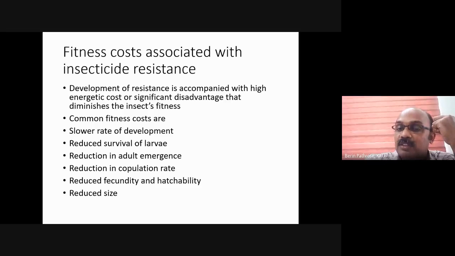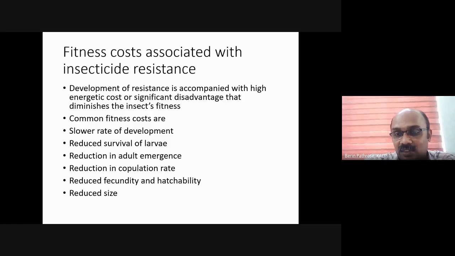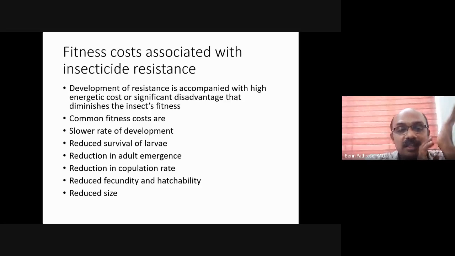The first one is slower rate of development. The insect's development won't be as quick as in a susceptible insect. Resistant insects develop slowly, and the survival of the resistant larvae will be affected. Though it is resistant, its ultimate survival will be affected. There will be more larval mortality compared to the susceptible insect.